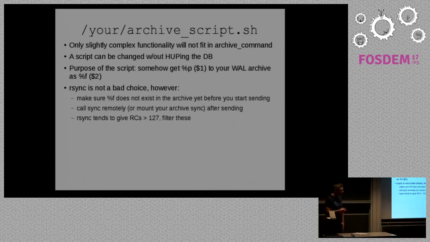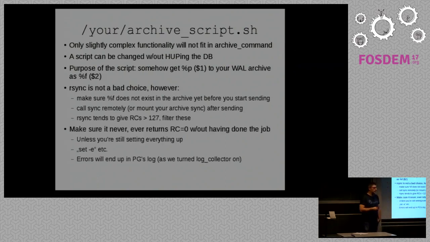And what I actually ran into, which led to this talk, is rsync tends to give you return codes of 255 or so when it cannot resolve a name. So if your DNS is being restarted right at that moment, you will get a fatal error in your logs, like archive command returned 255, exiting. FATAL is the highest level before PANIC that you can get. Most probably all red lights in your monitoring will go off blasting. And that's not nice. So filter those, right? Don't return anything larger than 127 straight away, because otherwise you will have fatal log entries.